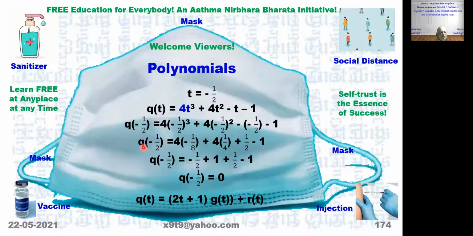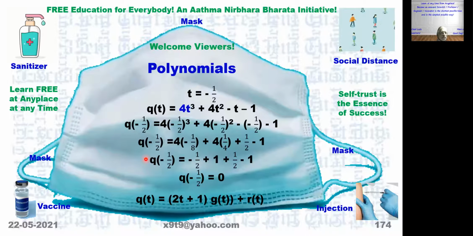Now, when we simplify, q of minus half gives 4 into, see, the negative sign is there and the power is cube. Therefore, it will give minus 1 by 8. Plus this 4 into minus half whole square will give a positive sign, so it is 1 by 4. Plus, minus into minus will give plus, and this will become half. Minus 1 will be here.